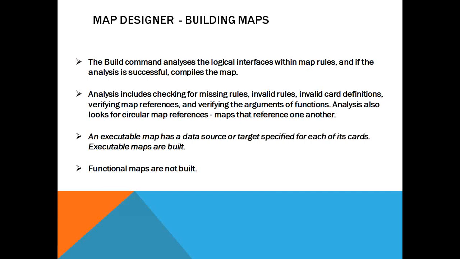Then an executable map has a data source or target specified for each of its targets. That means the executable map will have a data source and target, from where data will be coming and where data has to be written. Whereas for a functional map, we won't set the data source and target. And also we can't build functional maps, we can build only the main source map.